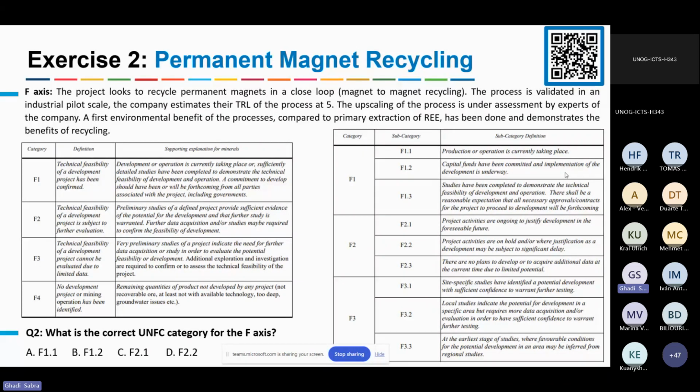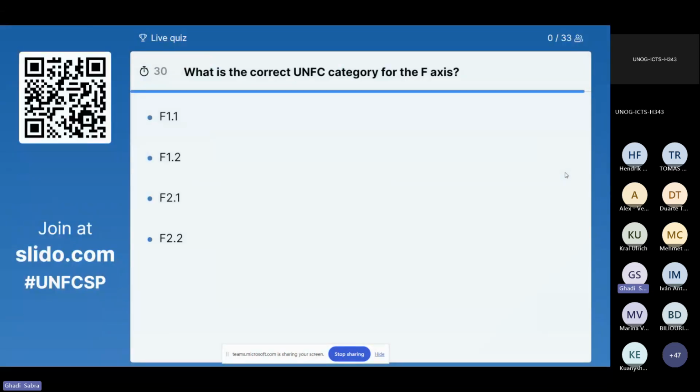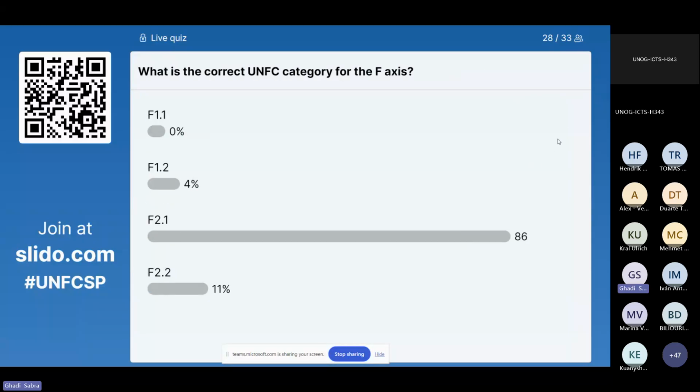Let's proceed to Slido. Get ready. So what is the F-axis category in that case for this permanent magnet recycling project? Ten more seconds. Let's see. So the majority has answered F2.2, which is the correct answer.